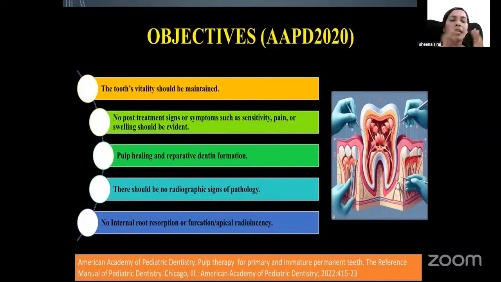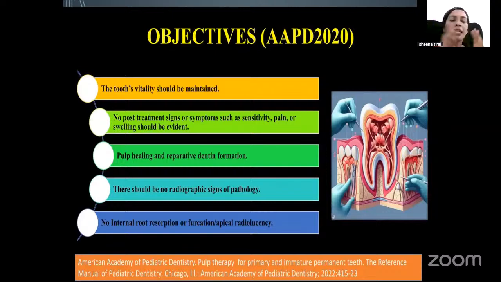We should make sure that once we do vital pulp capping, after we do the treatment, the patient should not have any signs or symptoms. Third, once we place the material, it should heal and it should produce a reparative dentine. And very important, there should not be any radiographic signs of infection like an abscess present in the radiograph. Very important. And no signs of internal root resorption or in the percussion area should be noted. So these are the objectives.